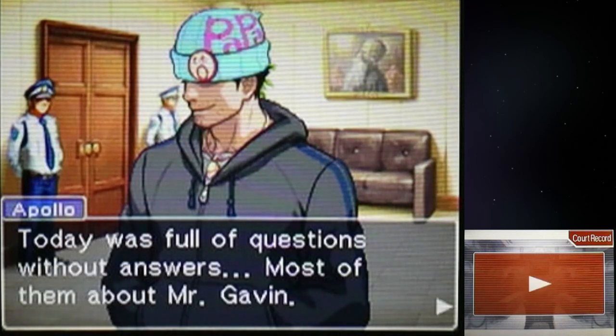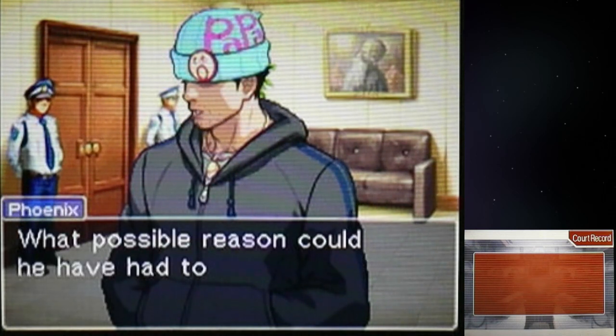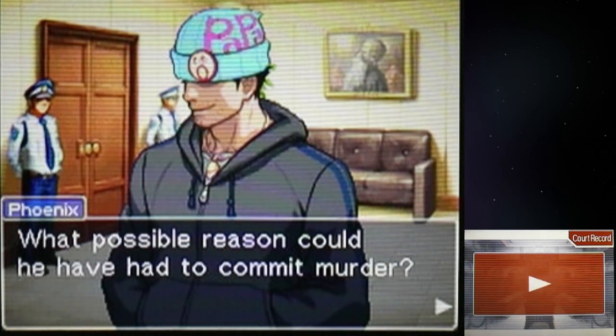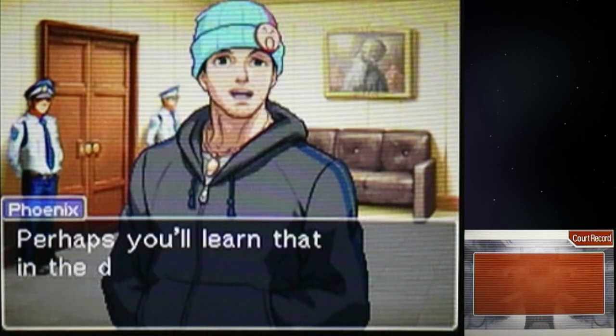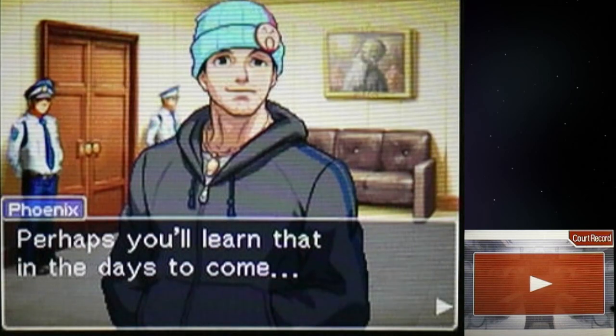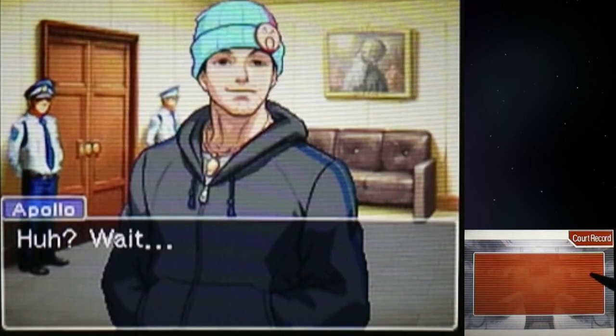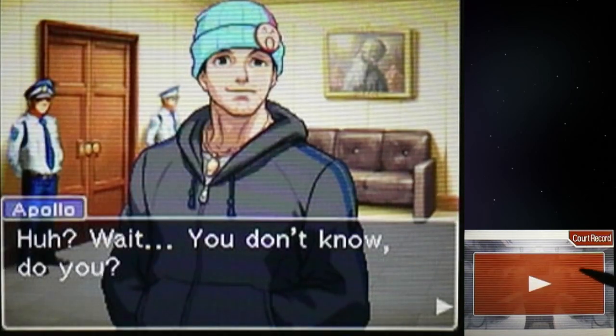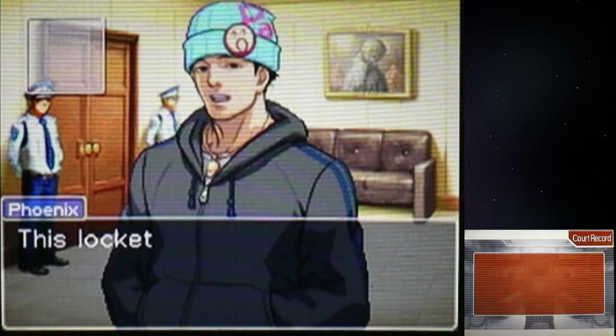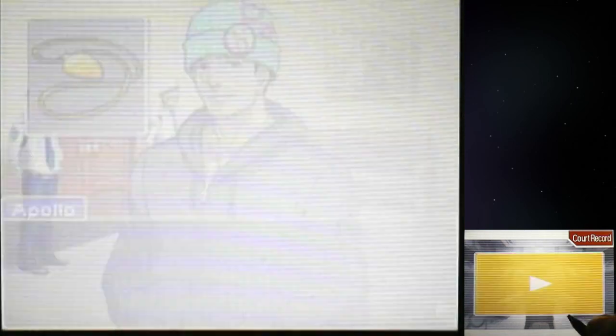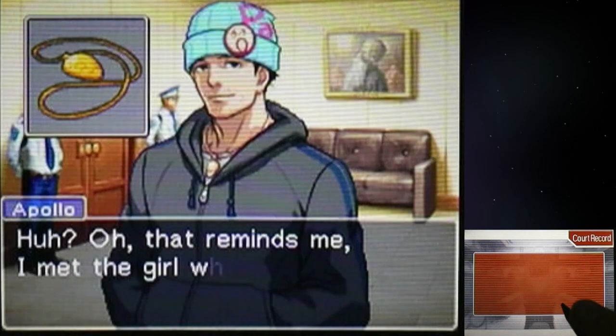Today was full of questions without answers, most of them about Mr. Gavin. What possible reason could he have had to commit murder? Perhaps you'll learn that in the days to come. Huh? Wait, you don't know, do you? This locket is the key. Huh? Oh, that reminds me.